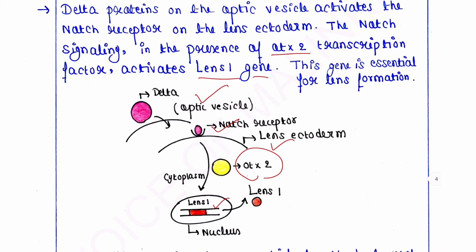This lens 1 gene is essential for lens formation. So this lens 1 protein is formed and it will form the lens.